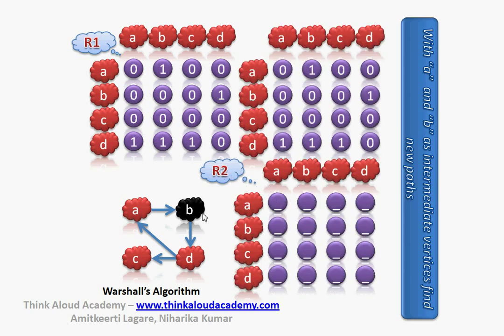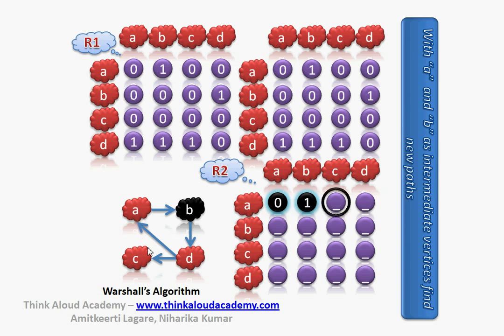Next what I do is, with B as intermediate vertex, do I find new paths? Now for that what I do is, my previous calculation, that is R1, will become a new input because I have found out new paths. So I want to leverage on that to find out new paths. So this is a matrix with A as intermediate vertex. So if I take one more of this and try to solve R2 with B as intermediate vertex, my solution, that is this, will have new paths with both A and B as intermediate vertex, because my starting is a matrix in which there are values with A as intermediate vertex.